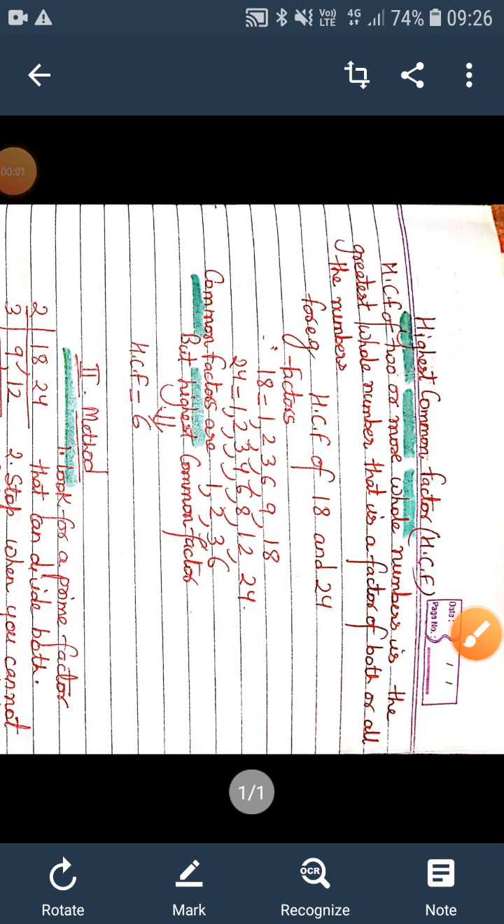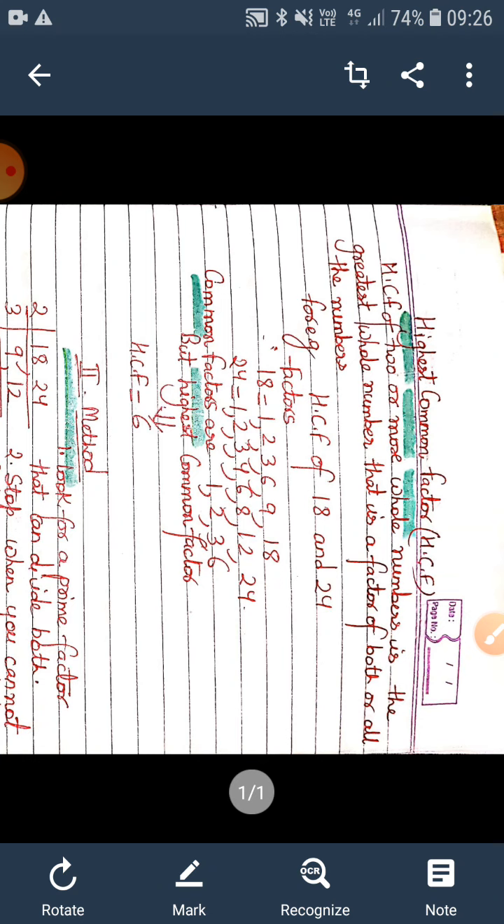Today we are going to study what is highest common factor of two or more whole numbers. It is denoted by the short notation of HCF. So let us read the definition first. It is said that HCF of two or more whole numbers is the greatest whole number that is a factor of both or all the numbers.